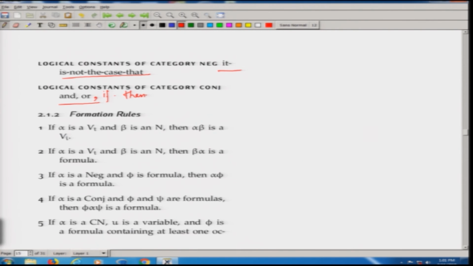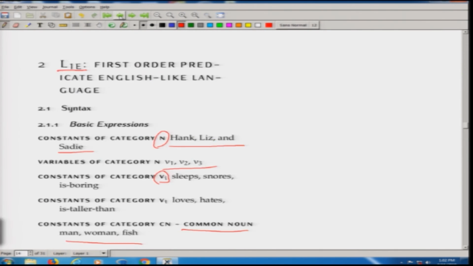Now the rules: if alpha is a Vt and beta an n, then alpha beta is a Vi. Now n, you remember, may either be a name or a variable, anything. So by having this rule, our 1 plus predicates are sleeps, snores, and is boring. So not common noun, 1 plus predicate.